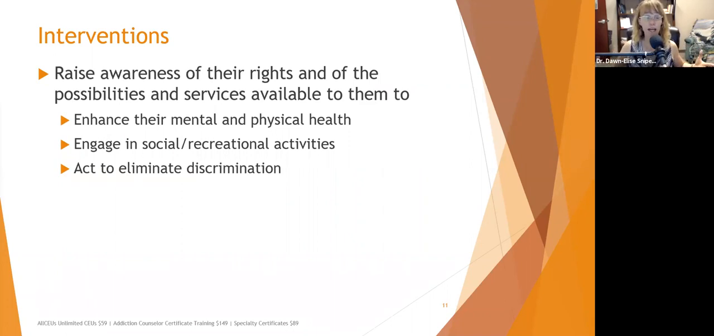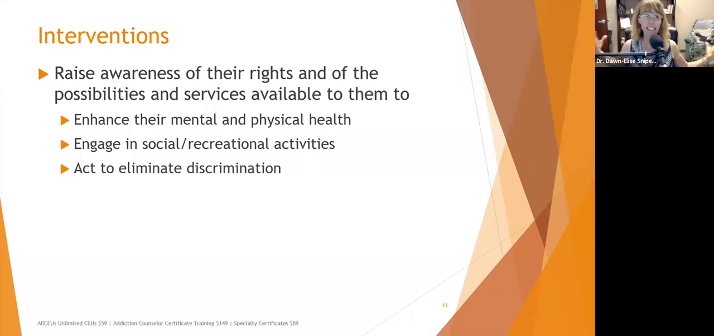A lot of times when someone has a disability and it's an acquired disability, they go through that grieving process. There's also a time for some people, even if they have a congenital disability, until they develop their disability identity, that they may benefit from mental health counseling or support in order to help them embrace that identity. Services to help them enhance their physical health. What is it that they need in order to help them live their highest quality of life? What do they need in order to help them engage in social and recreational activities?